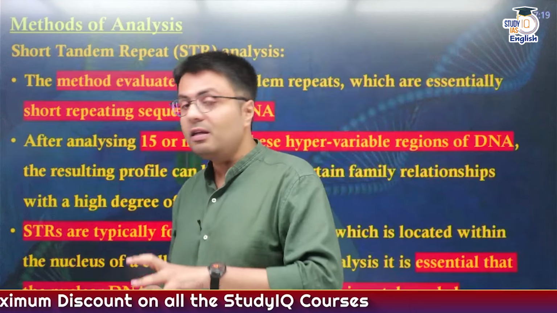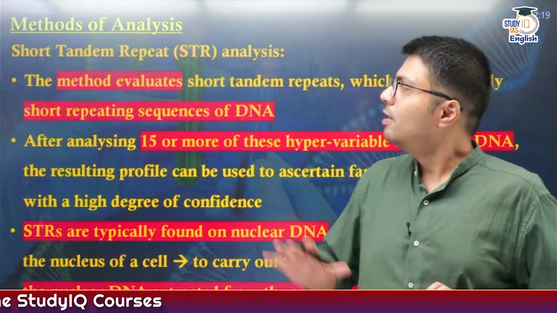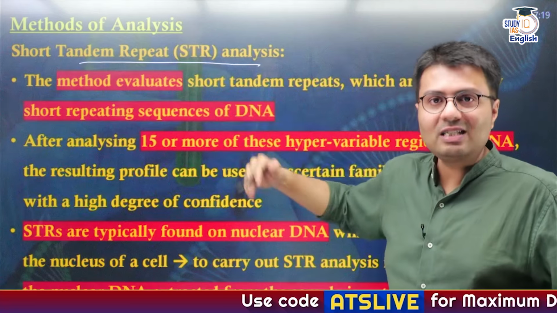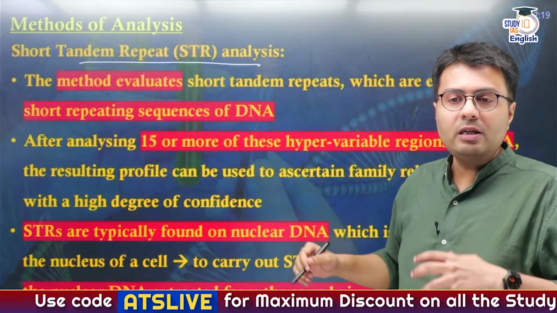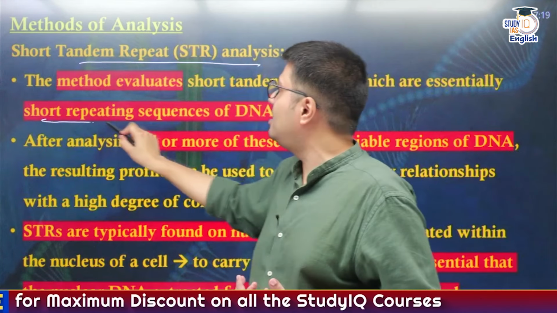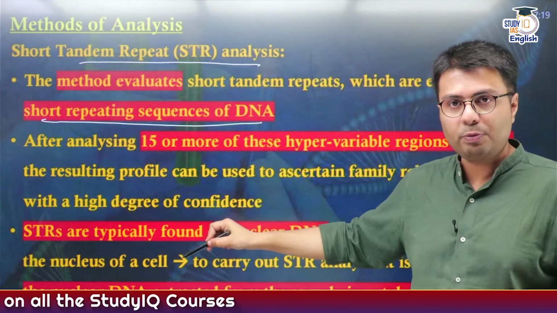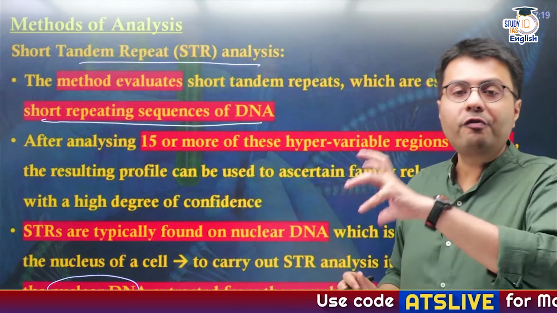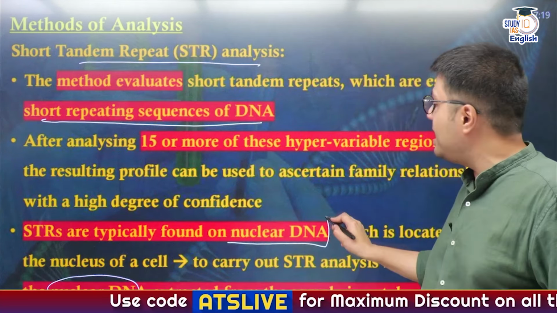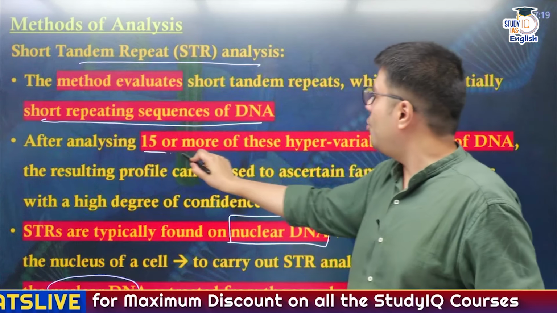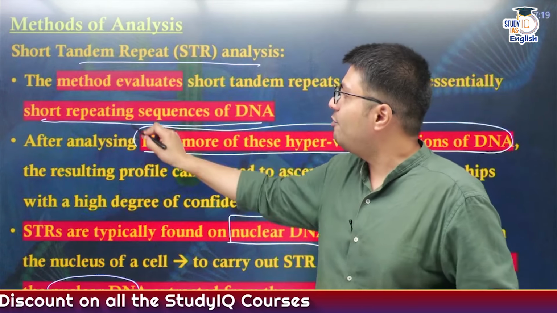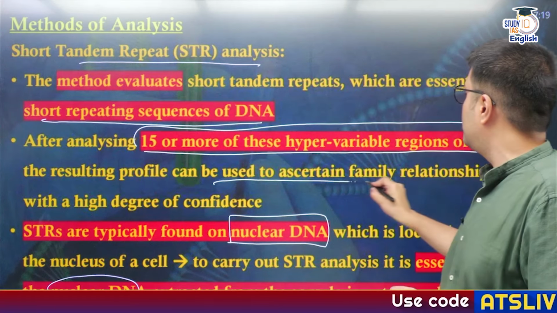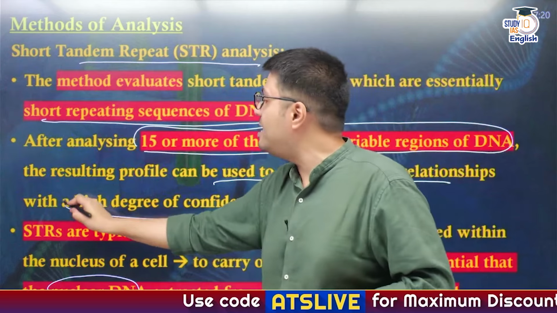Now let us understand what the different methods to analyze the DNA are, right? First, and the best way to analyze the DNA, is known as short tandem repeat analysis, or STR analysis. In this method, the investigators ascertain short repeating sequences in the DNA. And what kind of DNA is utilized in this particular analysis? There you take DNA from the nucleus of a cell of a particular human being, and you analyze nuclear DNA in this process. After you analyze 15 or more of these hypervariable regions of DNA, and you are able to understand the short repeating sequences in a particular human being, you will easily be able to ascertain the family relationship with a relatively high degree of confidence.